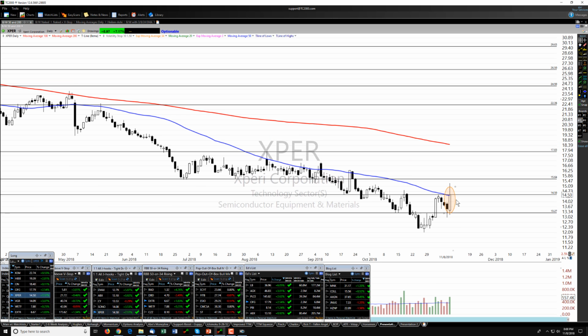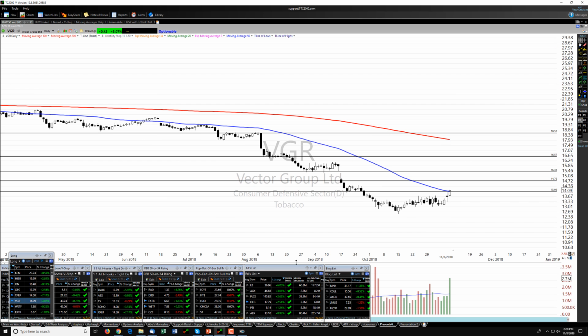Experian, a bull engulf, barely a rounded bottom breakout. It pulled back towards the end of the day, but it's got a couple nicely defined areas. VGR, I guess they're in tobacco. Nice little doji continuation signal here, breaking into around a bottom breakout.